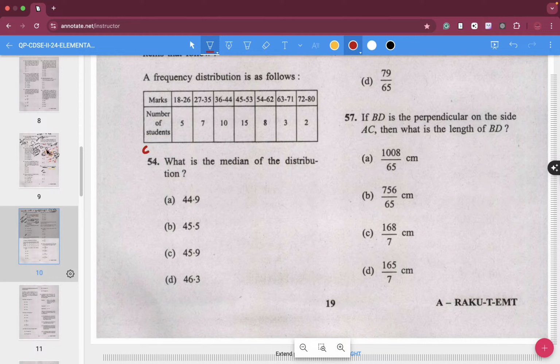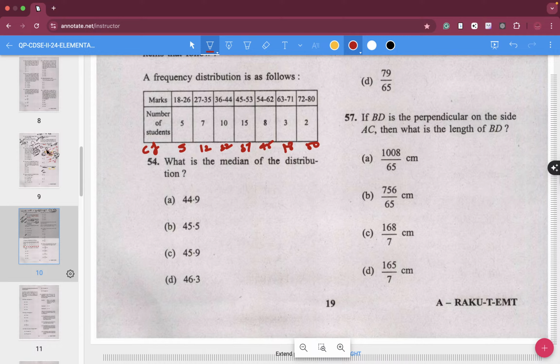First of all, can I write the cumulative frequency: 5, 12, 22, 37, 45, 48 and 50. This is the cumulative frequency, isn't it? So in your examination hall, this is how you should be moving. Don't do any reinventing of the wheel or anything like that.